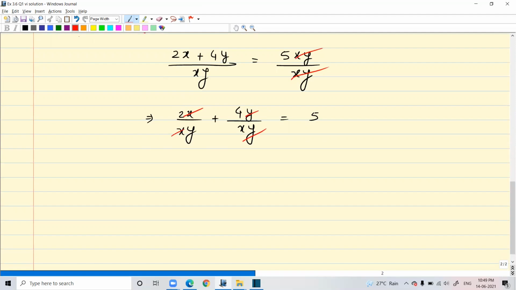So x and x, y and y get cancelled. And what do we have remaining here? There is a 2 in the numerator and y in the denominator. So it becomes 2 by y. And here we have 4 in the numerator and x in the denominator. So it's 4 by x.